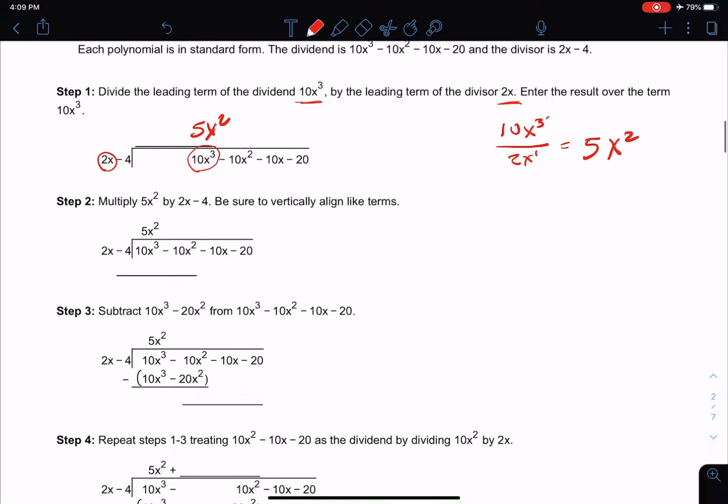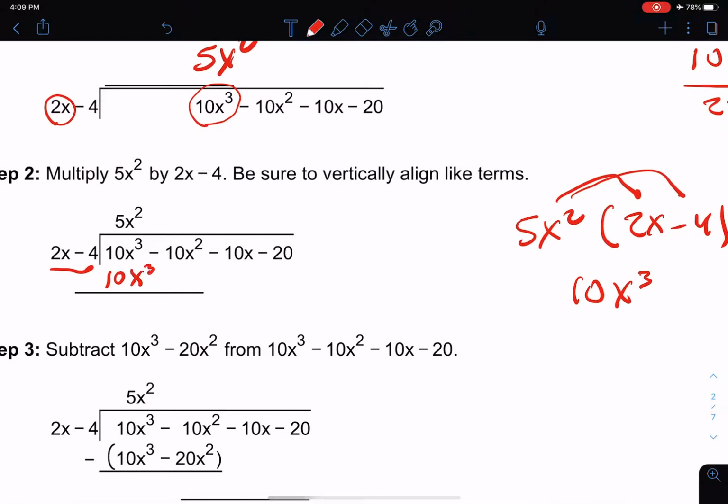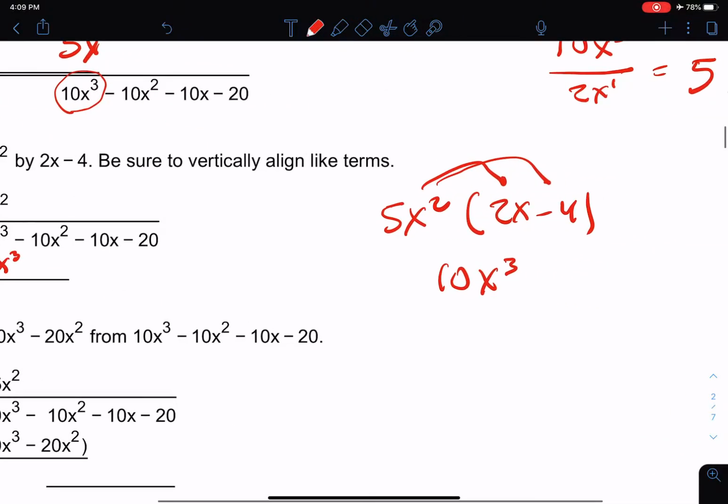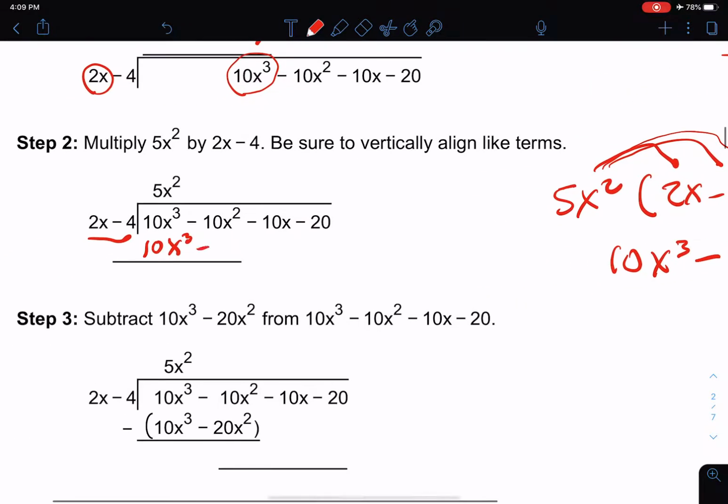Well, the next step, you have to take your 5x squared and distribute it. Really what's happening is you're doing the distributive property right there. It's 5x squared, the number you came up with, times the divisor 2x minus 4. So you use the distributive property to come up with the next line. 5x squared times 2x is 10x cubed, so that goes here. Then you do your next distribution. 5x squared times negative 4 is minus 20x squared. Okay, and so that's where that comes from.